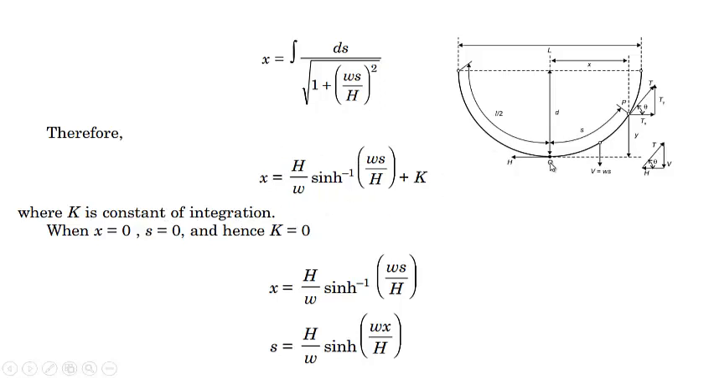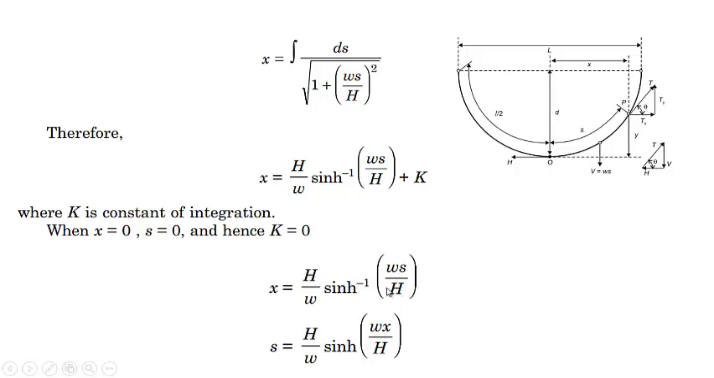At this point, you will see that when x is equal to 0, s will also be equal to 0. It will be at this point. So when x is equal to 0, s is equal to 0, this whole term will be equal to 0, that means k is equal to 0. So x is equal to h by w sine hyperbolic inverse ws by h.